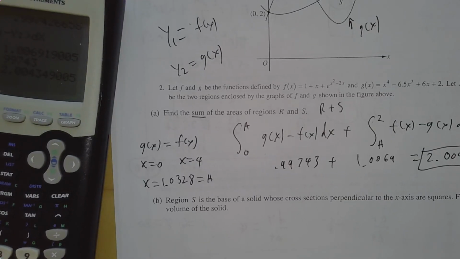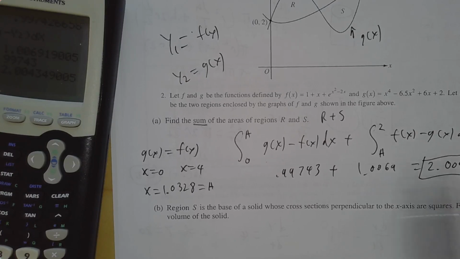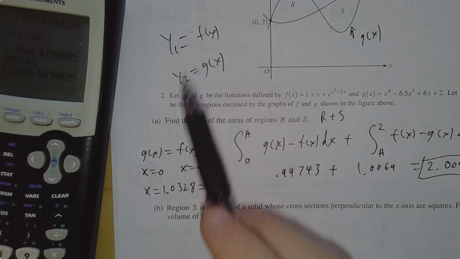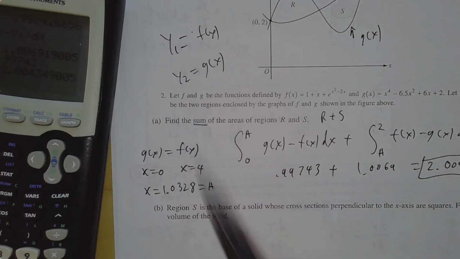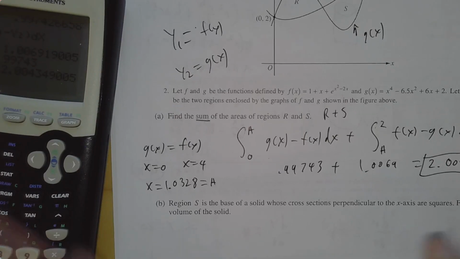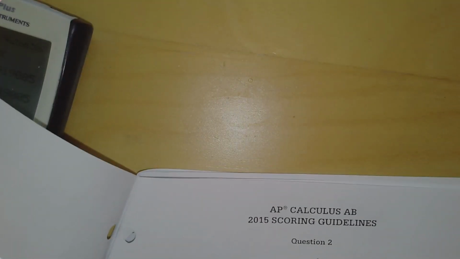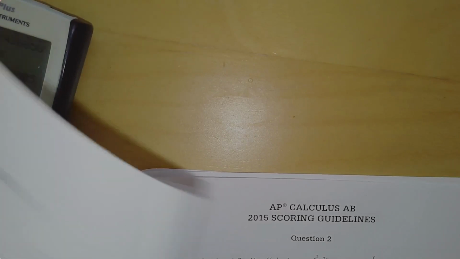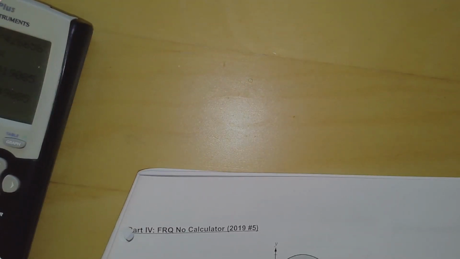So yeah, just always tell them what you're doing. There's no harm in putting this, okay, y1 is f of x, y2 equals g. And let's check the answer key to make sure we're on the right track. I'll have, again, let me get another page out here.